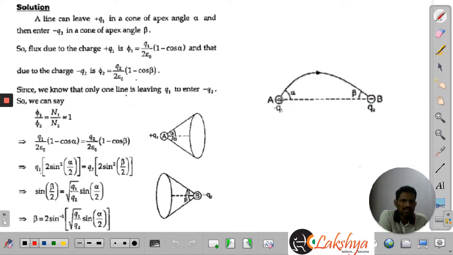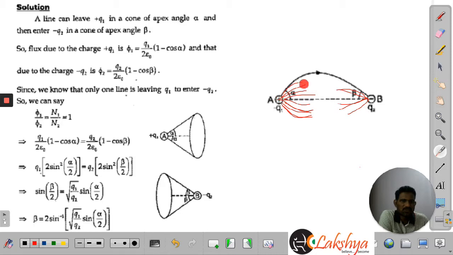Now many lines will be there here. There may be many lines starting from this point. Whatever lines are starting at an angle less than alpha, then definitely you can say that all those lines will reach this point B with an angle less than beta, right? So whatever lines lie in this range, this flux must be equal to this flux.